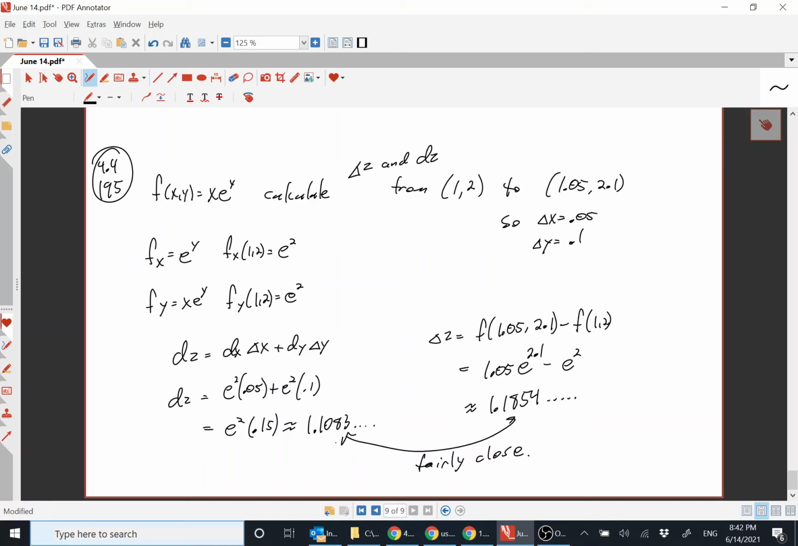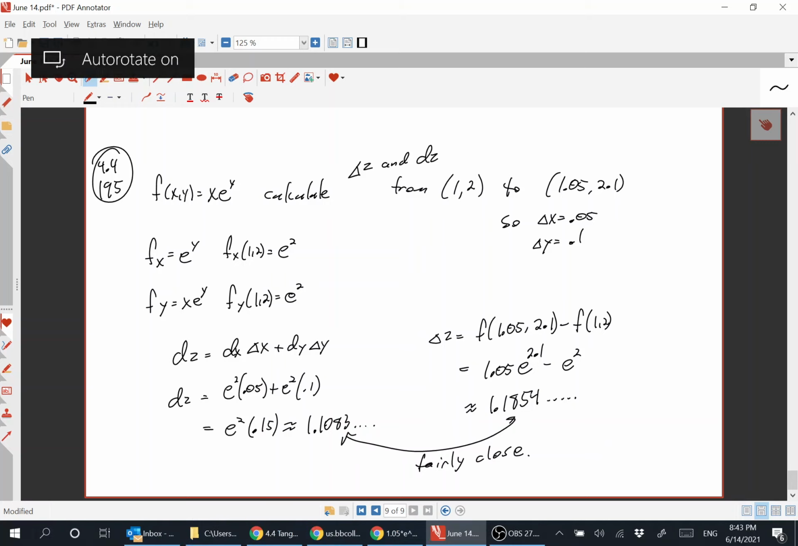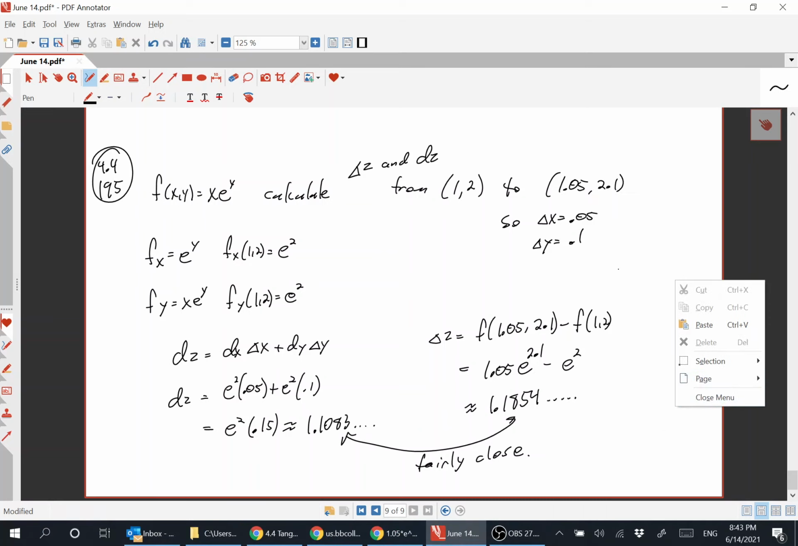Now, the actual value of like f of 1.05, 2.1 is e squared plus this differential, or plus the delta z. So that's just comparing the change. That's not actually estimating the actual value of the function.